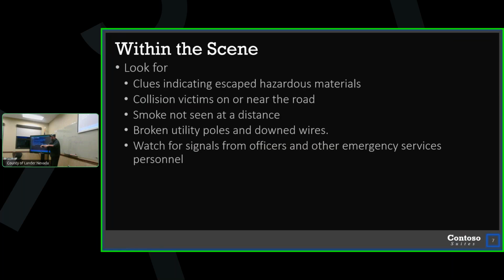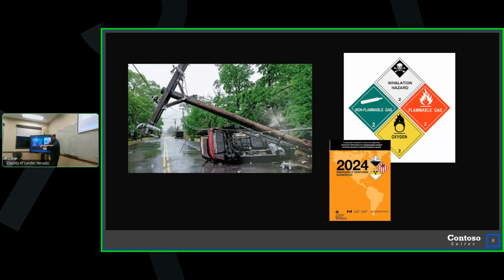I'm sure it happens. And then signals from officers or other emergency services, big flashlight things. Someone in this number you're pulling up, especially in the middle of the night, they're like, hey, it's over here. They're blinding you with their little flashlight. So watch for that stuff.